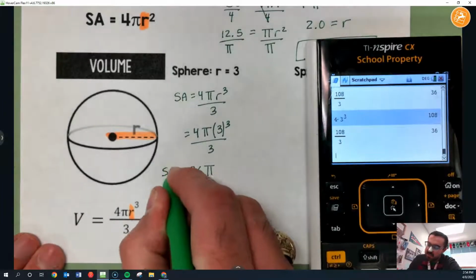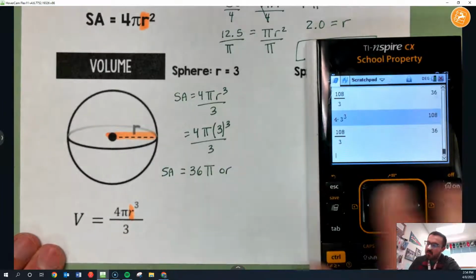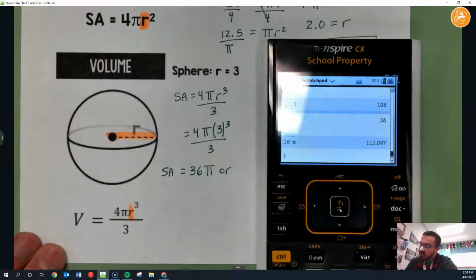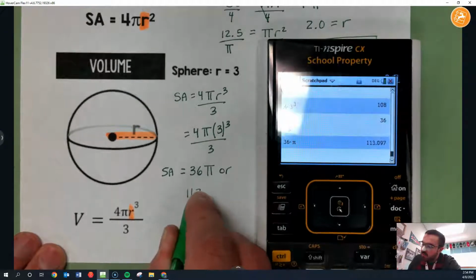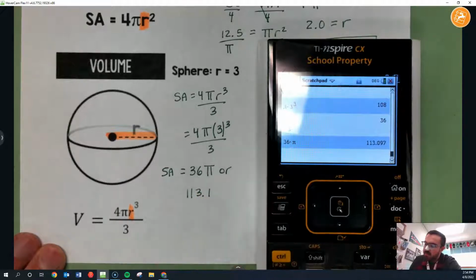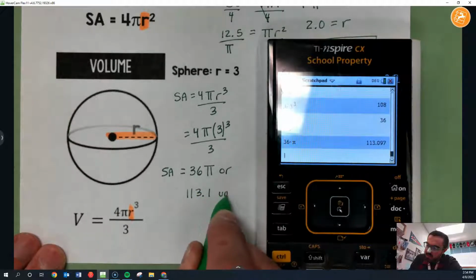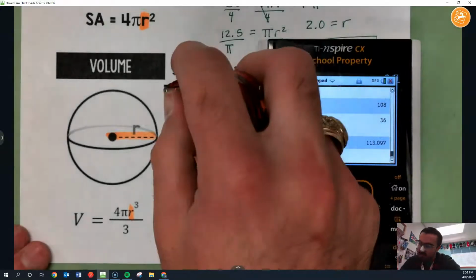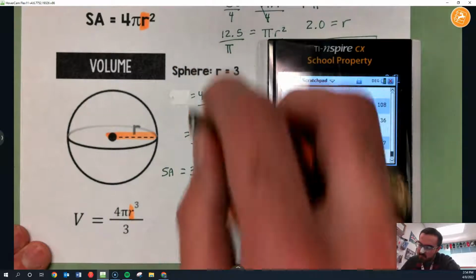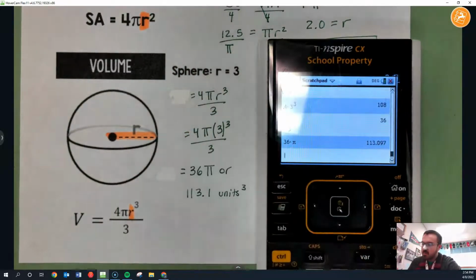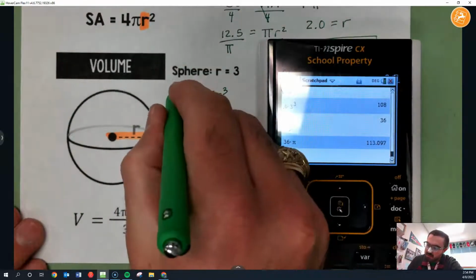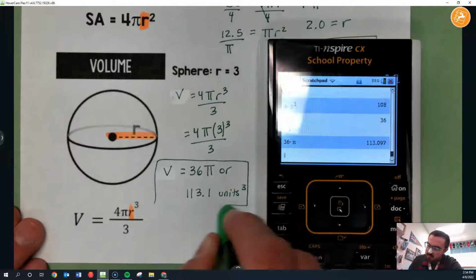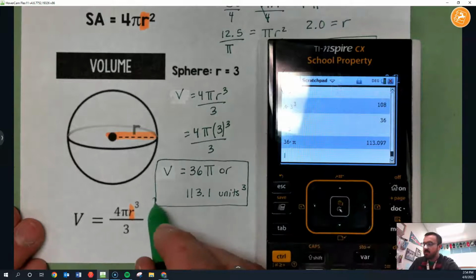Okay, so the volume in terms of pi would be 36 pi, or let's see what that is in decimal form. So 36 times pi would give me, let's say, 113.1 units cubed. Excuse me, this should be the volume. This whole thing should have been the volume. My bad. Misspoke. So this should be the volume of a sphere. Okay, that's the volume of a sphere.